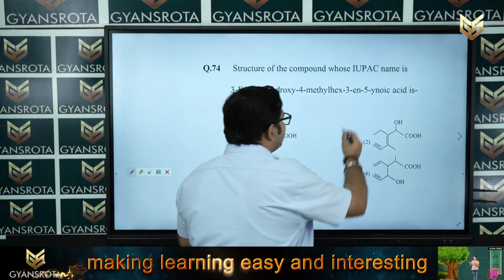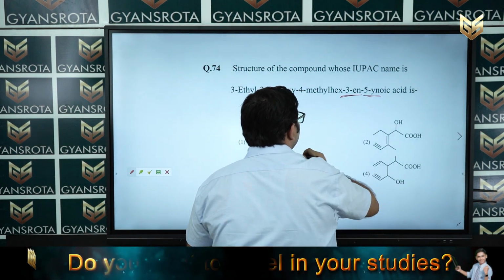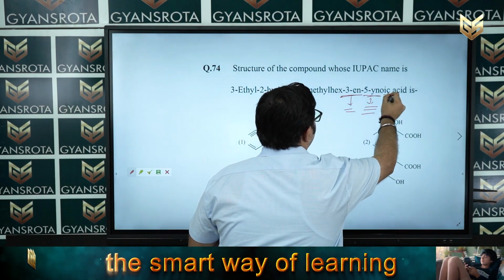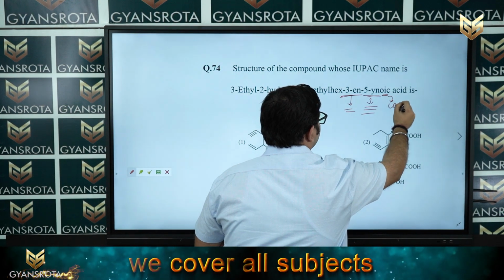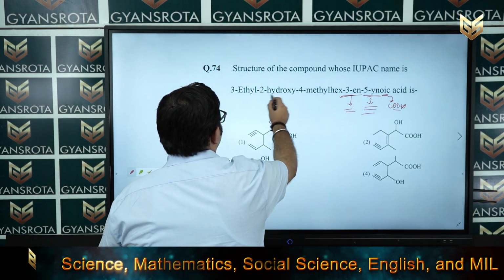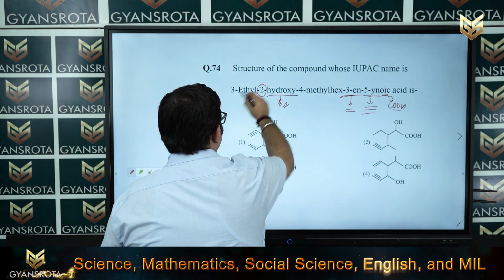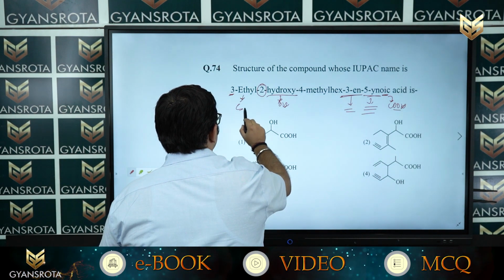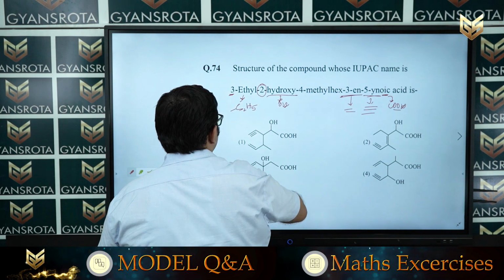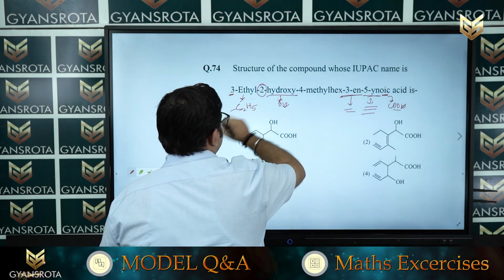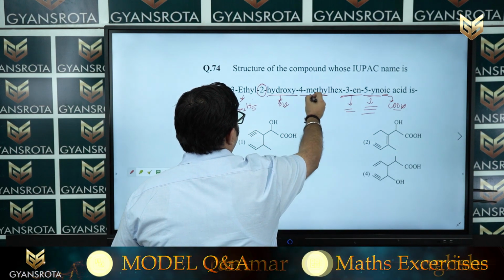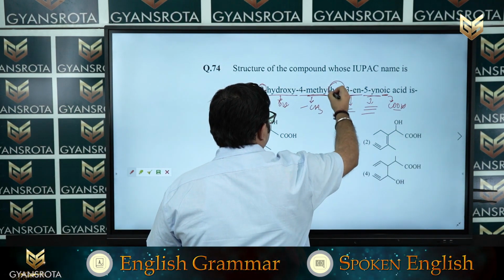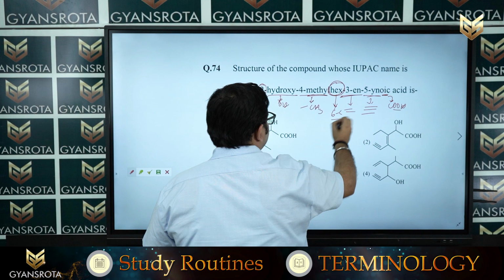Now, if you see here 3-en-5-yne means at the third position we have a double bond and at the fifth position we have a triple bond, and we have an acid group, that is your carboxylic group. For the hydroxy group we have an OH group present in the second position, and in the third position we have an ethyl group also, that is C2H5. In the fourth position we have one methyl group, that is CH3, and the parent chain is hex, which means 6 carbons are present.